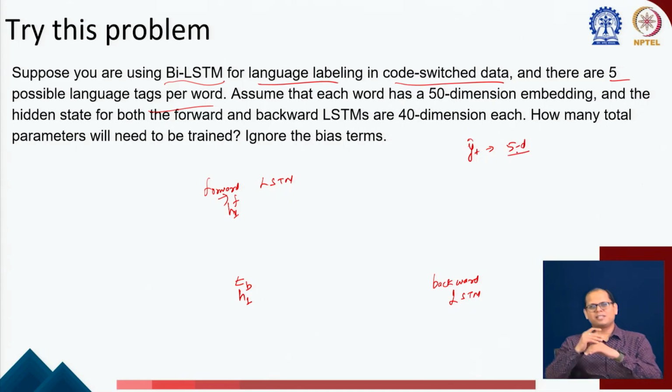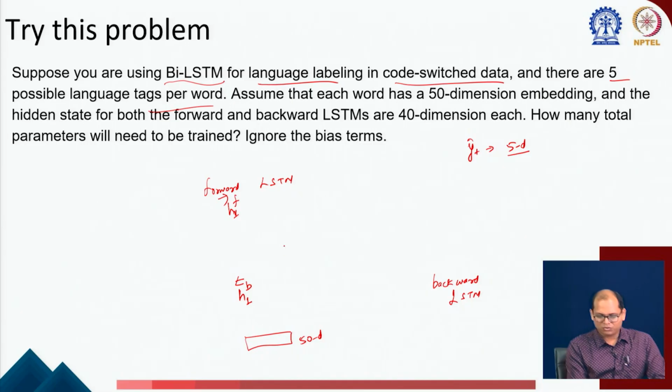If y hat t is the vector, it is a 5 dimension vector. Each word has a 50 dimension embedding. So, input is 50 dimension, and the hidden state for both the forward and backward are 40 dimension. So, H is 40 dimension, both forward and backward. So, how many parameters will you need?